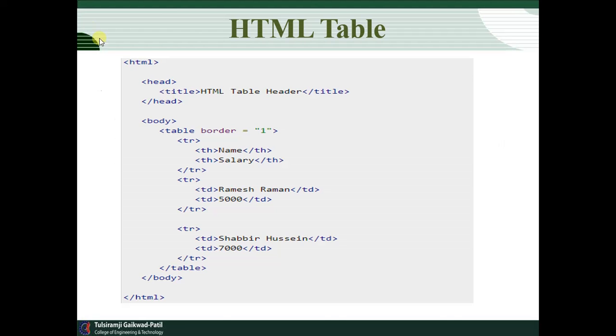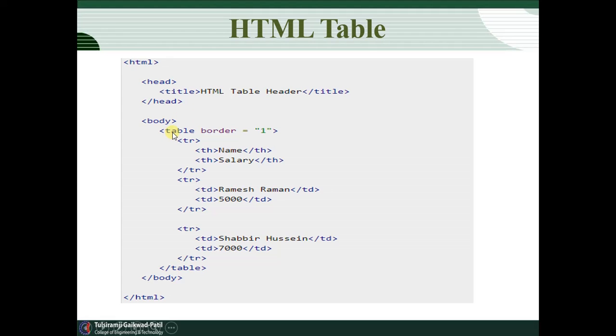Here you observe the table under the HTML tag. Here we open the table tag and close the table tag. Here you may observe the opening of the HTML tag and closing of the HTML tag. Under that we have defined the head section, where we mention the title, HTML table header, and close the title. Again here we have the body tag.